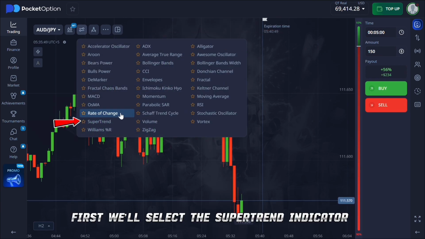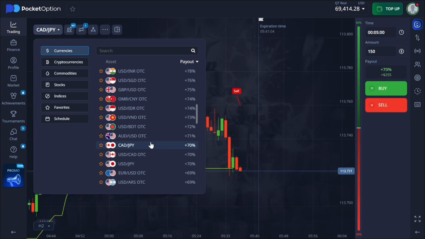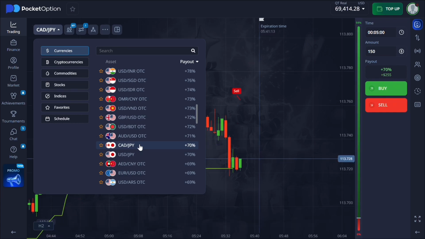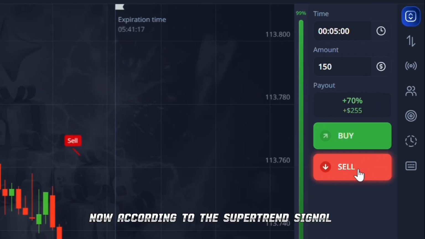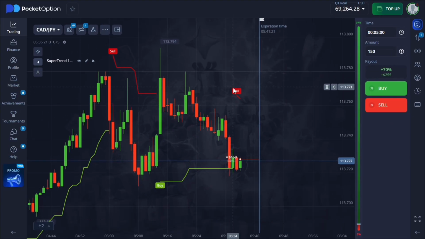First, we'll select the super trend indicator. Then we'll choose the CAD-JPY currency pair. Now, according to the super trend signal, we're entering a sell trade on CAD-JPY.